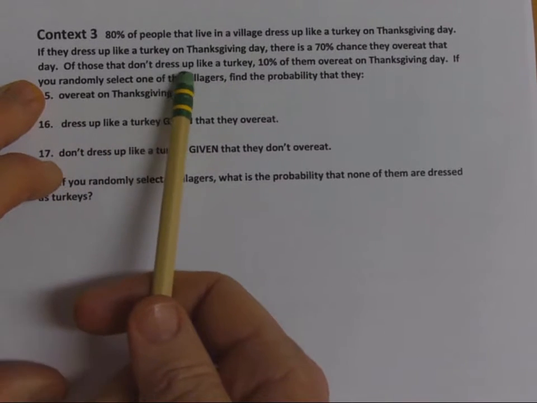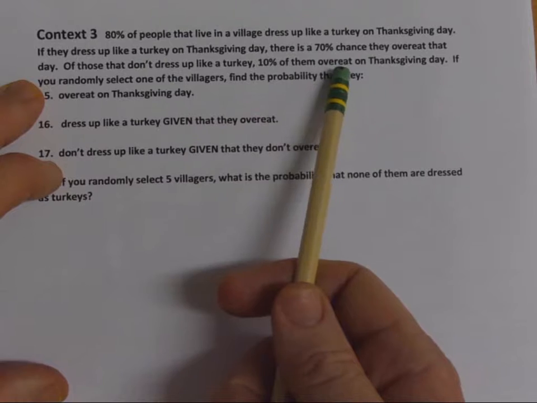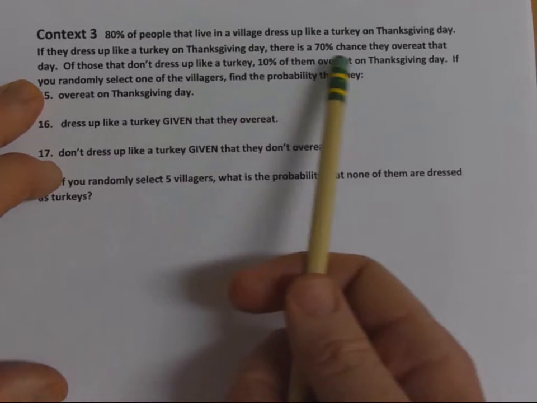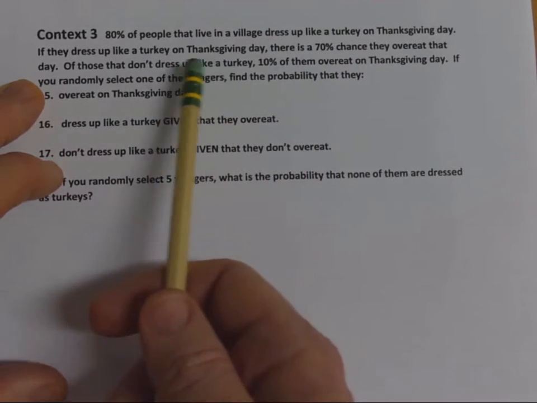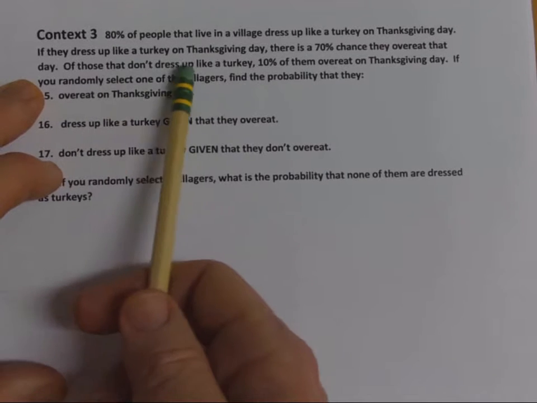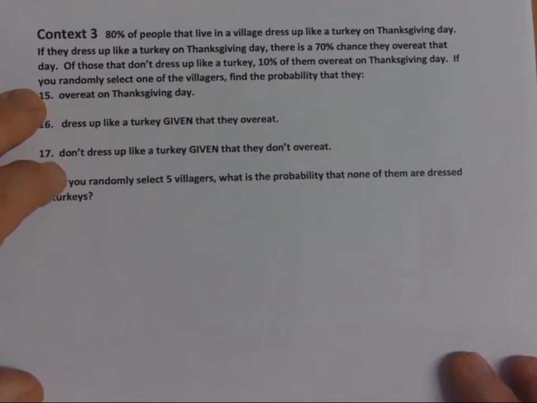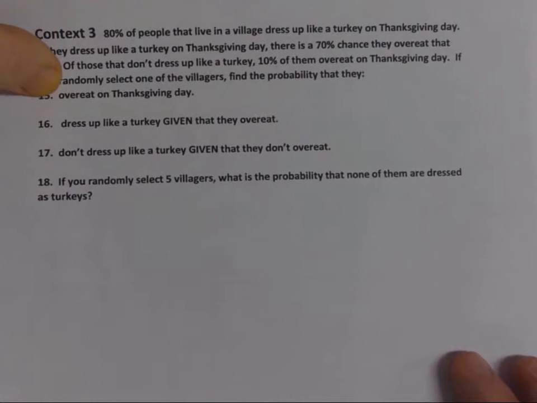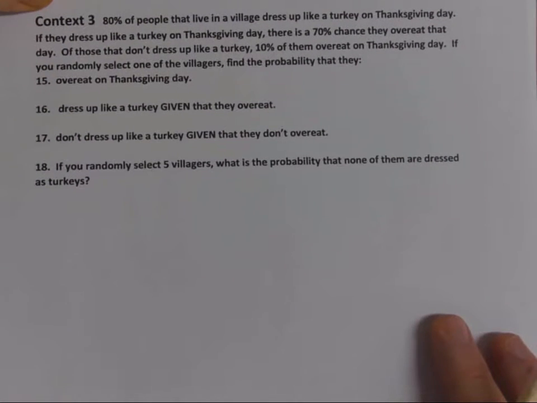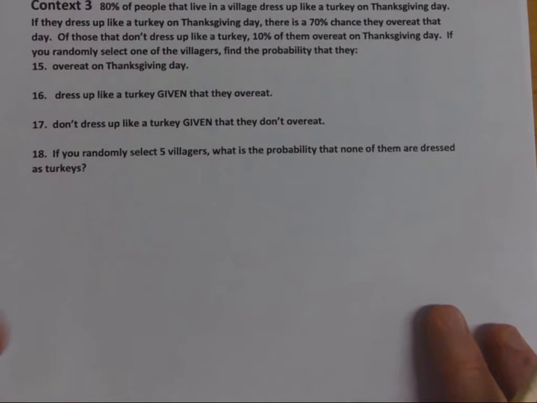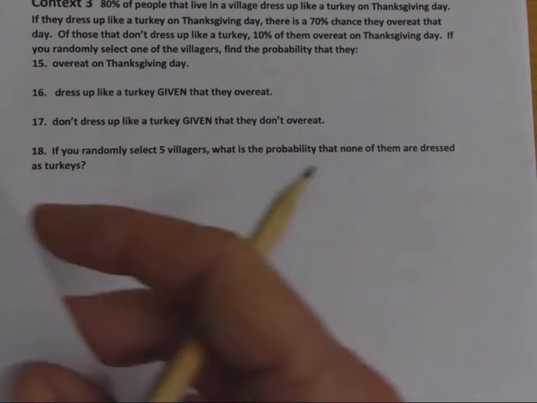Of those that don't dress up like a turkey, 10% of them overeat. So that's another way of a conditional statement, the probability of one thing given another. Given they don't dress up like a turkey, there's only a 10% chance they're going to overeat on Thanksgiving Day. If you randomly select one of the villagers, find the probability, and we'll have to find these probabilities. So we'll make our tree diagram.